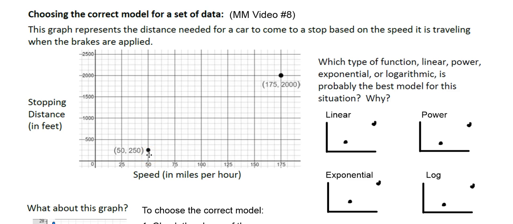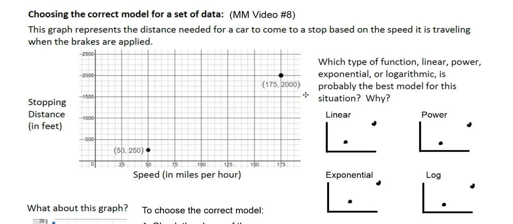If a car is going 50 miles an hour, it takes 250 feet to stop. If it's going 175 miles an hour, clearly speeding, it takes 2,000 feet to stop. Now this data doesn't really give you any sort of shape to go by, so you have to use some common sense. Which type of function, linear, power, exponential, or logarithmic, is probably the best model for this situation?